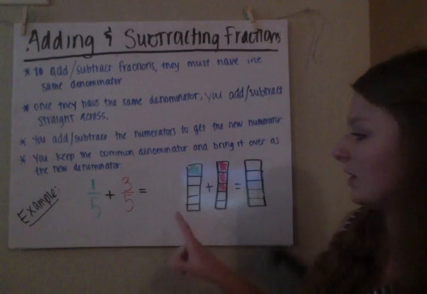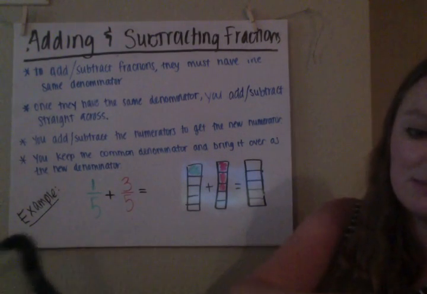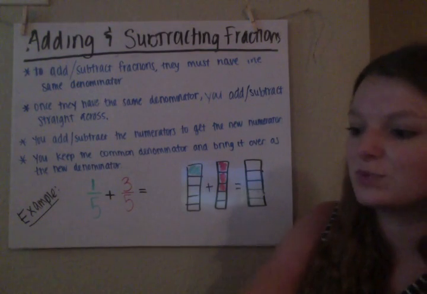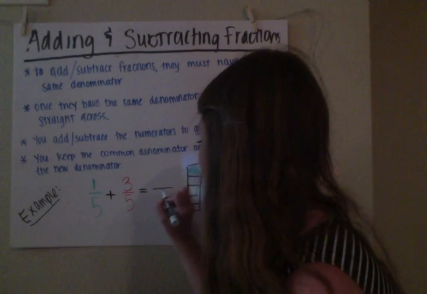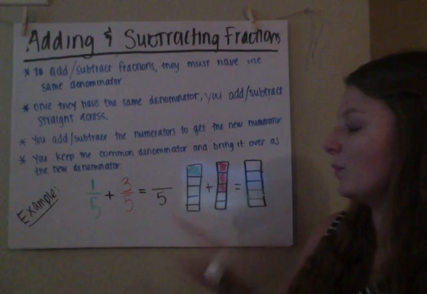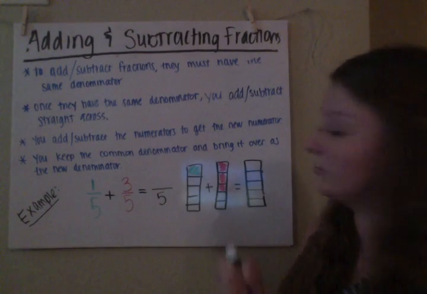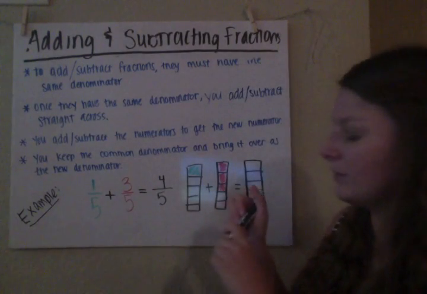We have 1/5 plus 3/5. So since we already have the same denominator, we just will go ahead and bring that number straight across. So the denominator will stay as 5. Then we're going to add 1 plus 3 and get 4. So our new fraction will be 4/5.